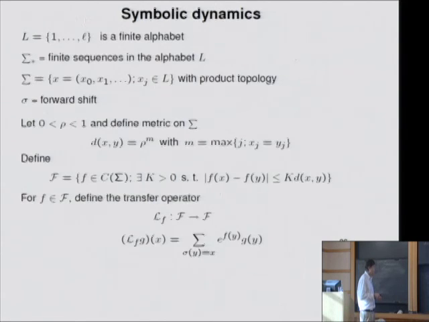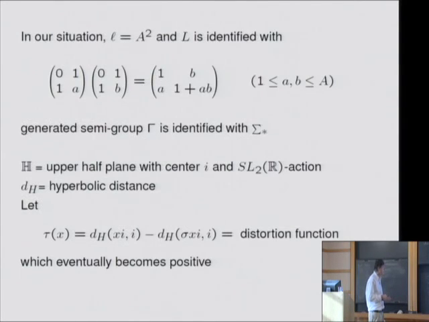So eventually, all the... How do you choose this weight? Well, the weight is chosen in the usual setting. It is taken to be the logarithm of the derivative, basically, it's a distortion function. So here the weight which is chosen is the following. You take the hyperbolic distance. You look at the action. You take the hyperbolic plane centered at i. Then x is a word, which means a matrix. You look at the hyperbolic distance of x·i to the hyperbolic distance of sigma x·i.